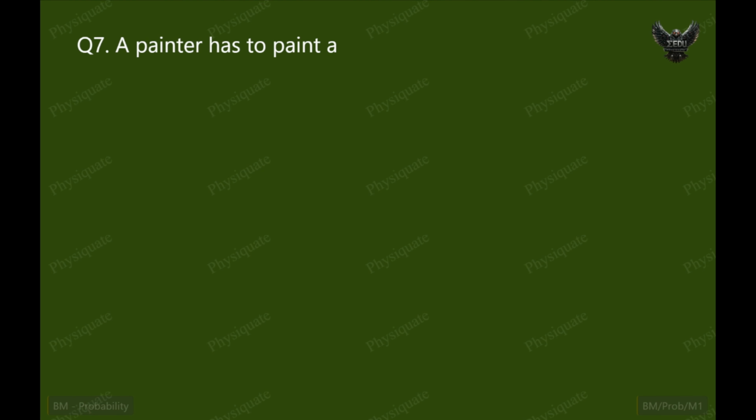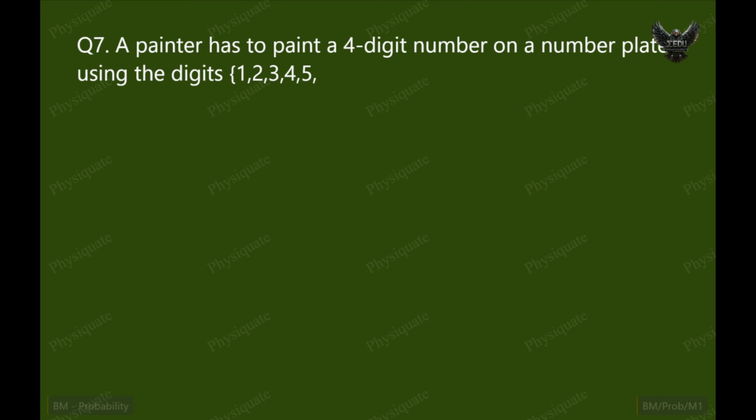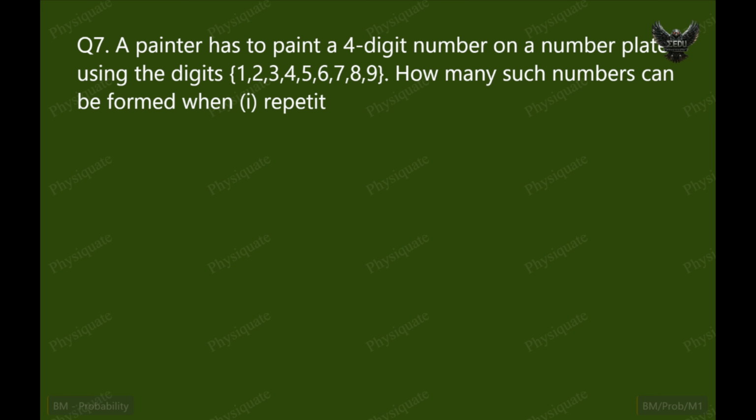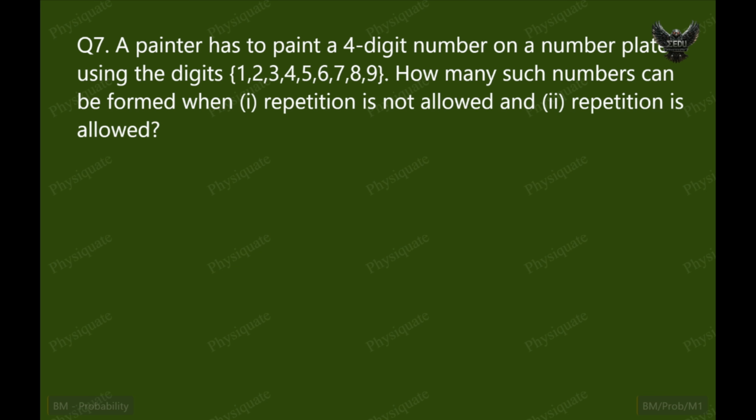Question 7. A painter has to paint a 4-digit number on a number plate using the digits 1, 2, 3, 4, 5, 6, 7, 8, 9. How many such numbers can be formed when 1, repetition is not allowed and 2, repetition is allowed?